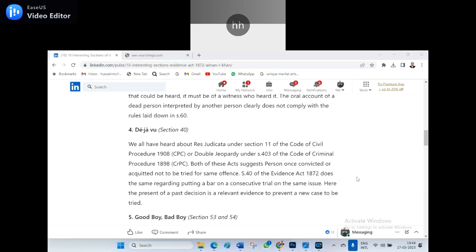If it is so, what type of offense is committed? Bigamy. What is the section? 494 or 498? IPC 494. Okay.